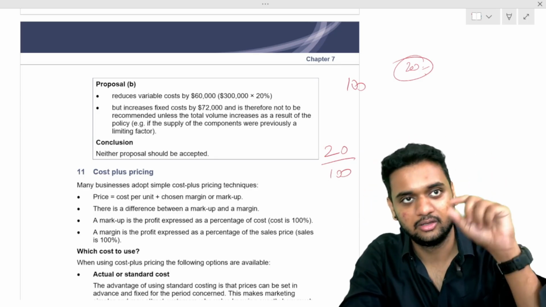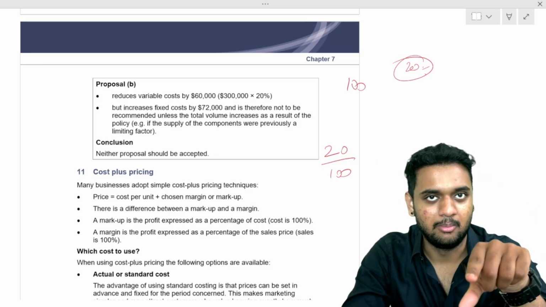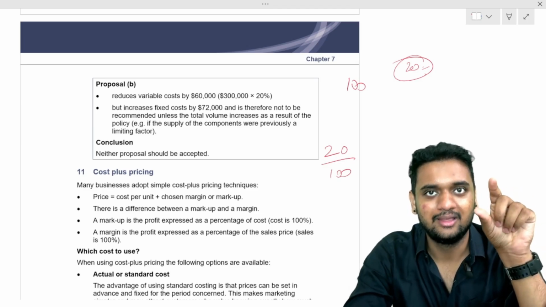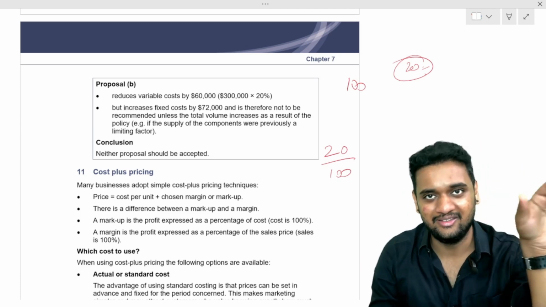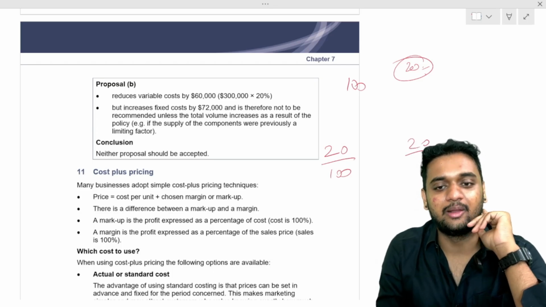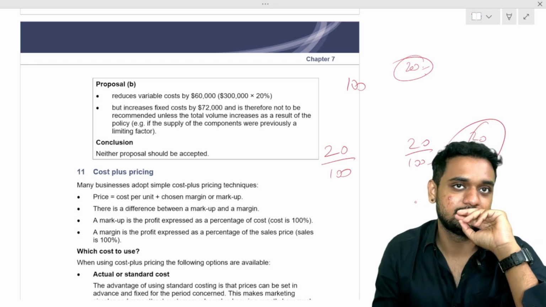So what do we have to minus, sir? Now we are going from margin to markup. Margin is what? Say 20%, 20 by 100. Markup is 20 divided by 100 minus 20. That is 20 divided by 80. That will be your markup.